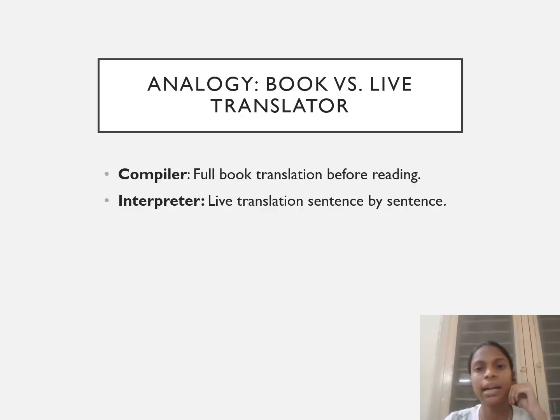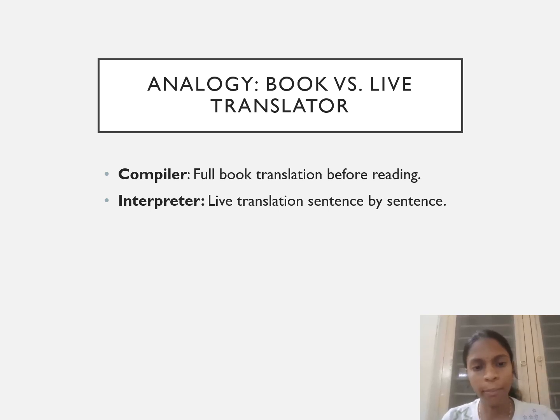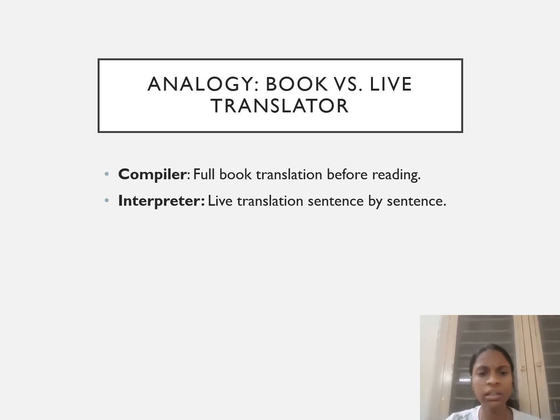As I said, I'll give you a real life example. For the compiler, it is like a book: full book translation before reading. The interpreter works like live translation, sentence by sentence. So I hope you're getting my point. A compiler executes the entire code after the code is written, whereas the interpreter works line by line, sentence by sentence.